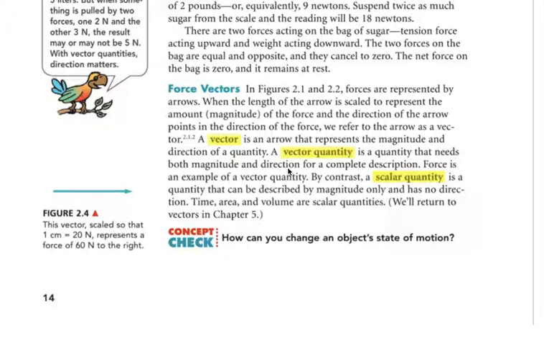By contrast, a scalar quantity is a quantity that can be described by magnitude only and has no direction. Time, area, and volume are all scalar quantities. We'll return to vectors in Chapter 5. Concept check. How can you change an object's state of motion?